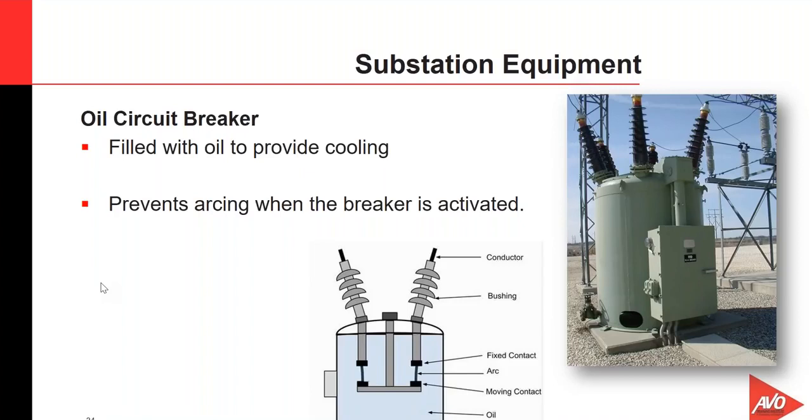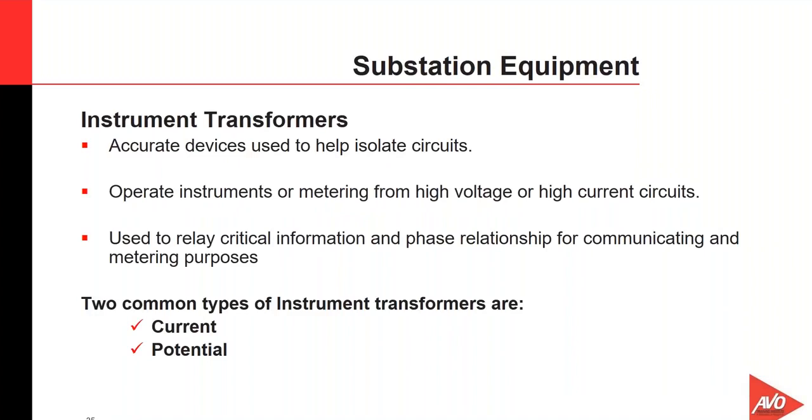help us accurate devices to help us isolate these type of circuits. They're going to help us operate instruments or metering from high voltage or high current circuits. They are used to relay critical information in phase relationship for communicating and metering purposes. So the two types of instrument transformers we could see out there are going to be our current and potential types.